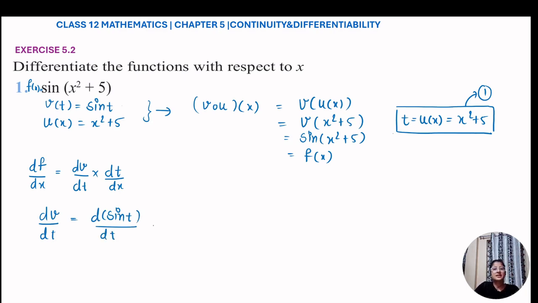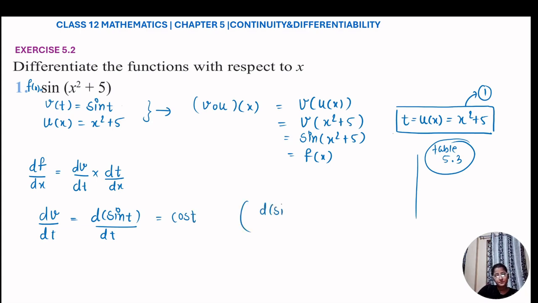And we know that this is a standard differentiation of the sine function. I have told this in our introduction video also. If you don't want to watch that introduction video, you can see in your textbook, in table 5.3, some standard differentiations are given, and I will list the differentiation which we'll use here. So the derivative of sin t is nothing but cos t.